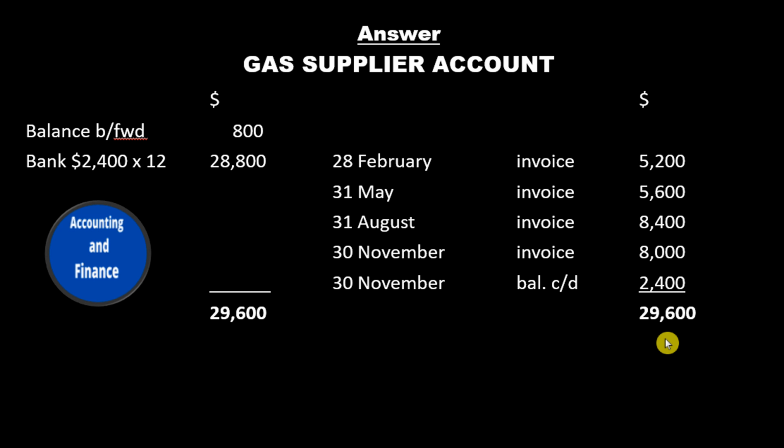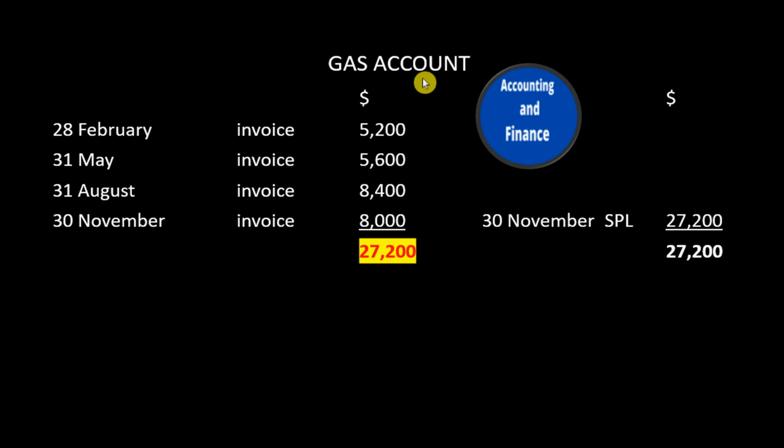Total $29,600. Gas account. 28 February invoice $5,200. 31 May invoice $5,600. 31 August invoice $8,400. 30 November invoice $8,000. Total $27,200. 30 November, SPL $27,200.